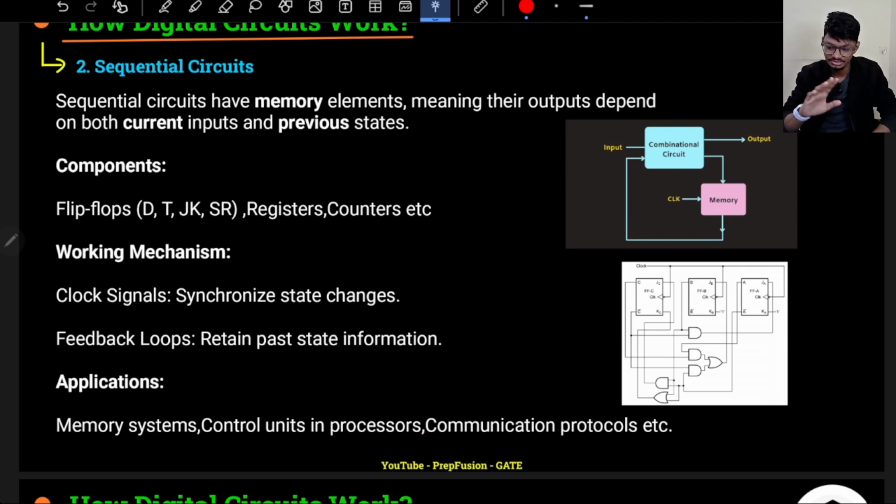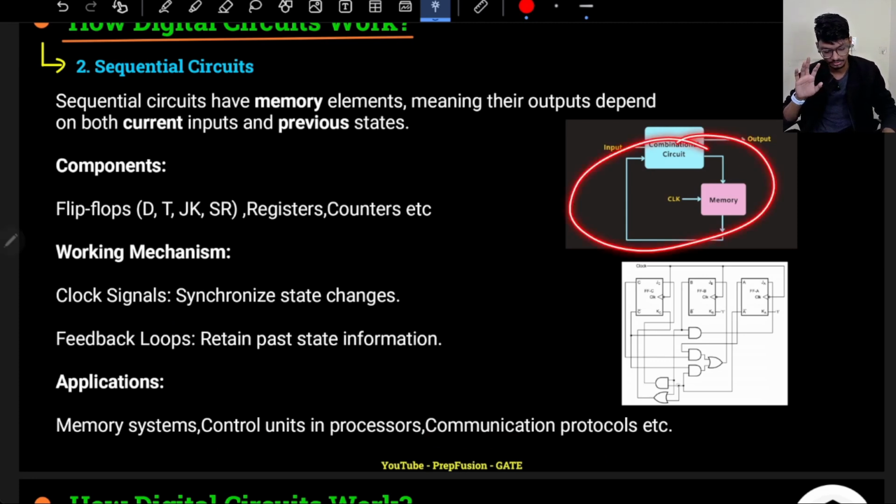There are tens, hundreds, thousands, billions of applications. Everything uses sequential circuits. Okay, so this was just a block diagram, just an example. These things you already know, that's why I'm not giving too much emphasis on this, because you have already studied them in digital electronics.